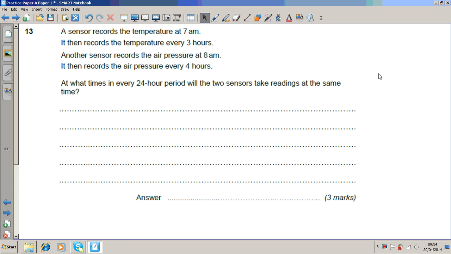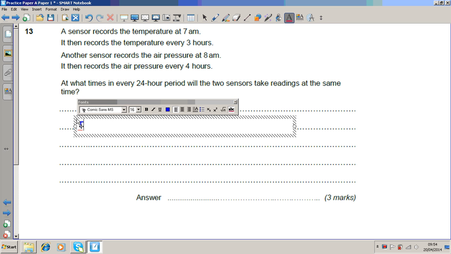A sensor records the temperature at 7 AM, it then records the temperature every 3 hours. Another sensor records the air pressure at 8 AM and records the air pressure every 4 hours. At what times in every 24-hour period will the two sensors take readings at the same time? Well, to me, I'll make a list. So, let's go with the temperature one.